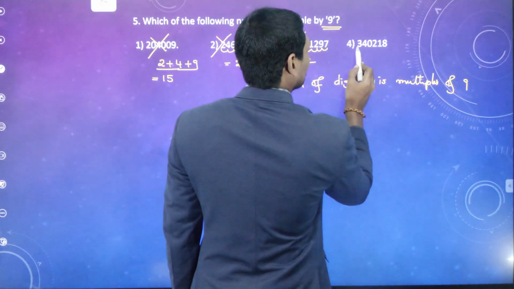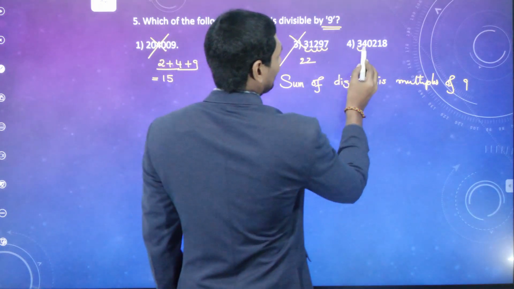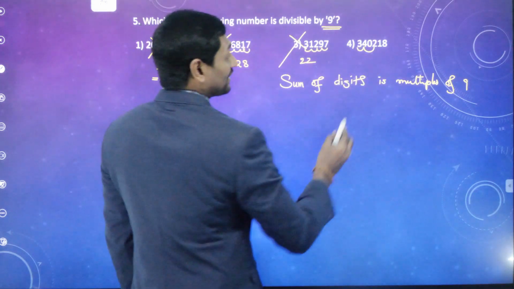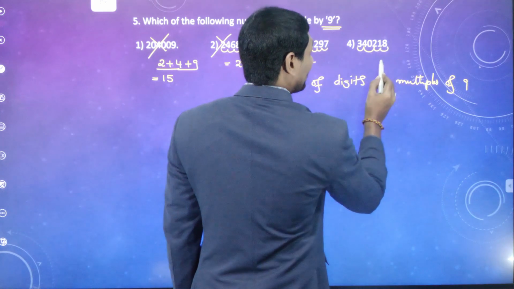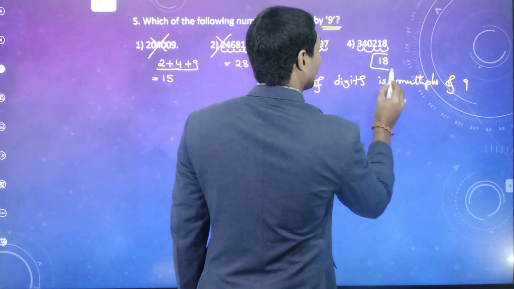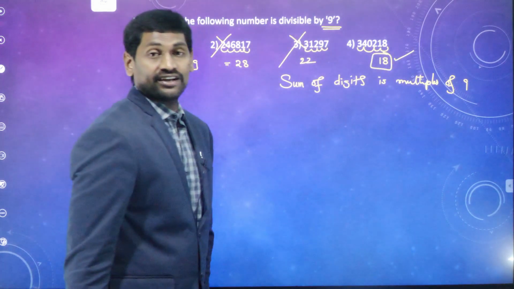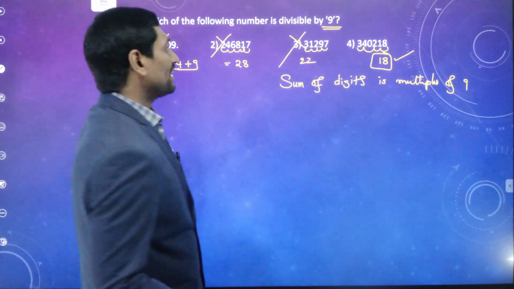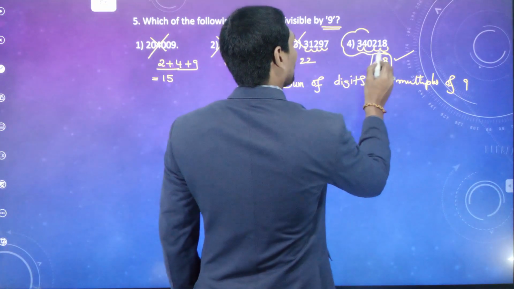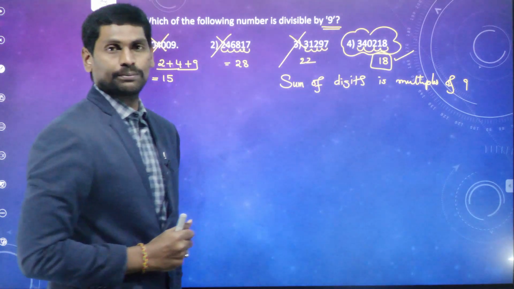Fourth option: 3 plus 4 is 7, 7 plus 2 is 9, 9 plus 1 is 10, 10 plus 8 is 18. Yes, 18 is a multiple of 9. So option 4 is correct. So our required answer is the fourth option.